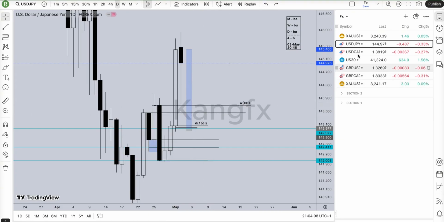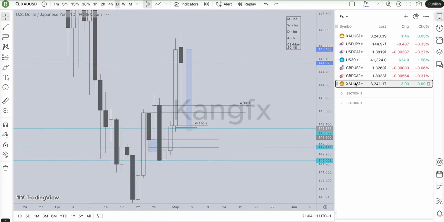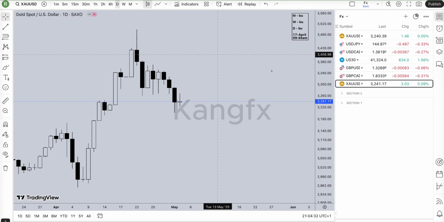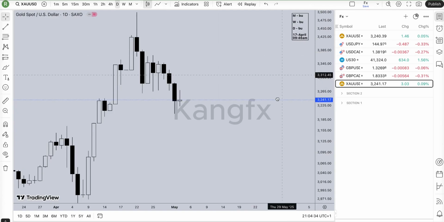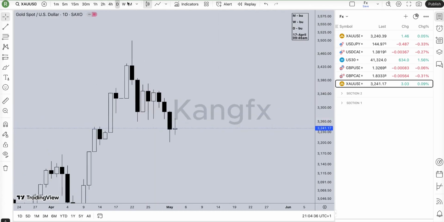Now let's move down to gold. This is gold. You are done with USDJPY. Let's do the same analysis on gold, starting with monthly.